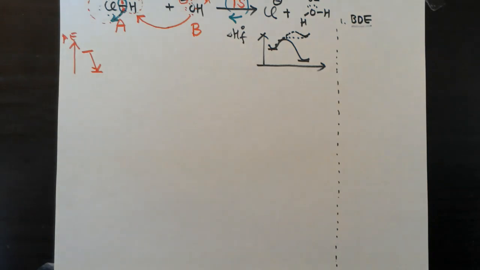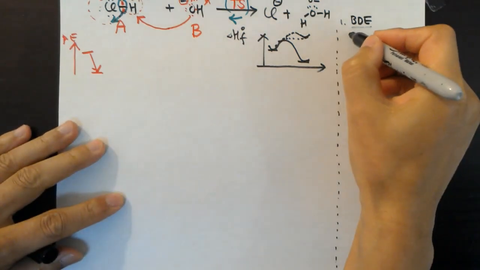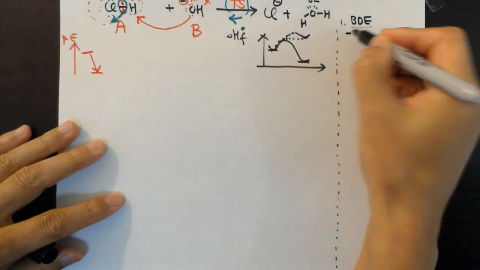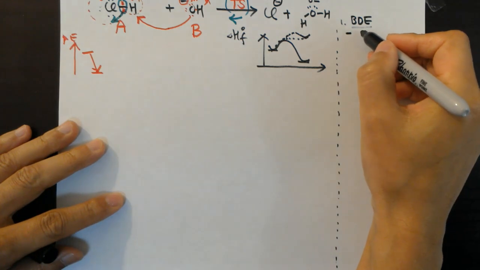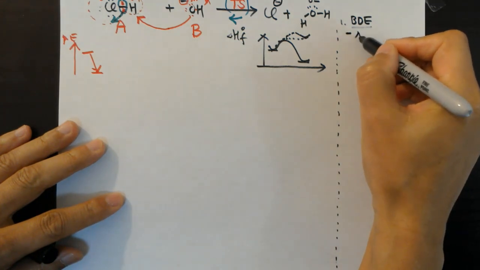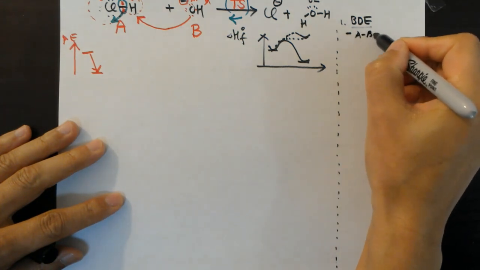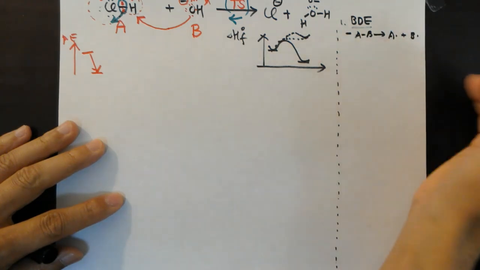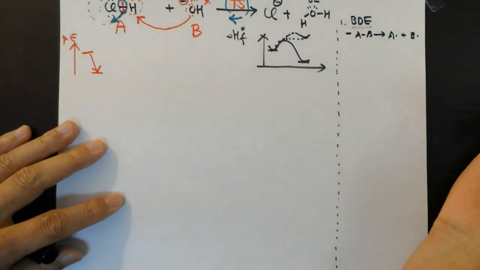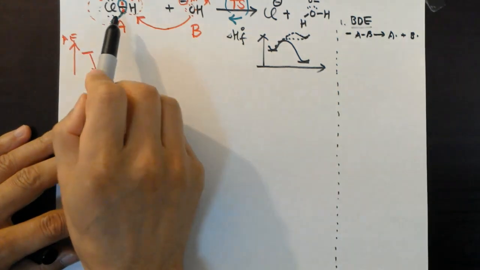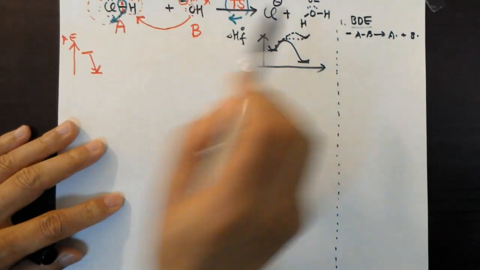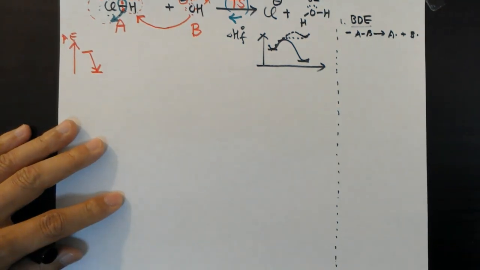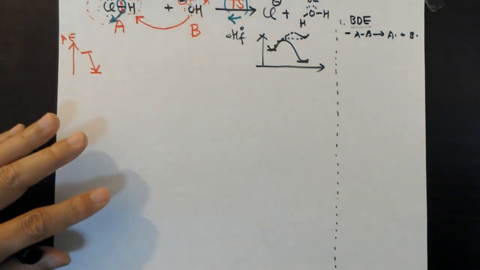It sounds okay, right? However, there's a mistake here. First, bond dissociation energy is actually how much energy it takes when you break a bond homolytically. But here you don't break or form bonds homolytically, so you cannot use this.